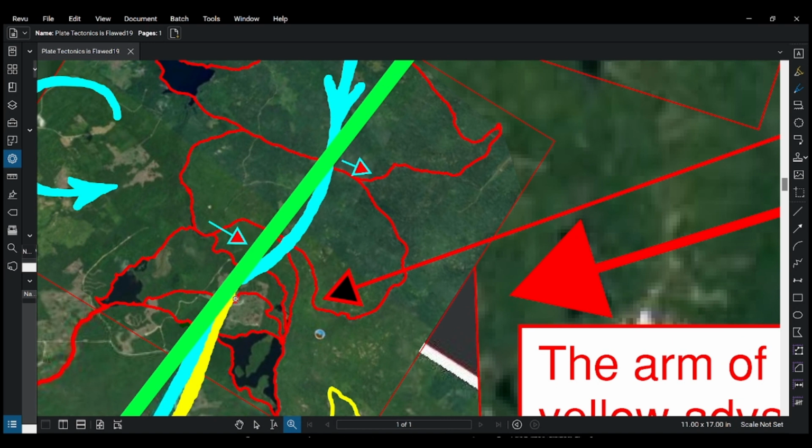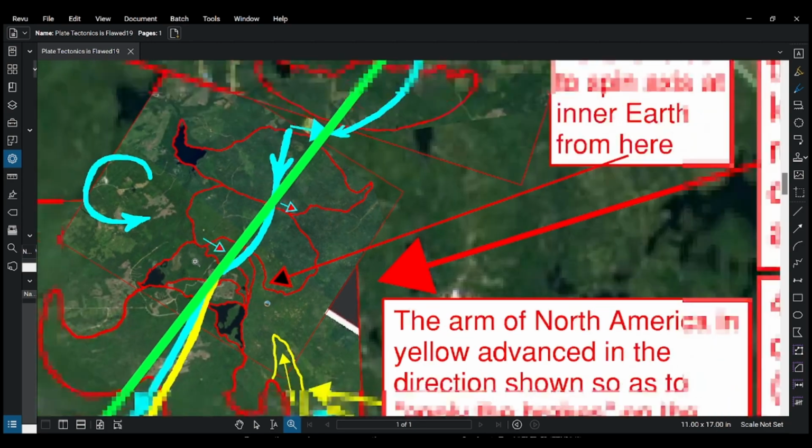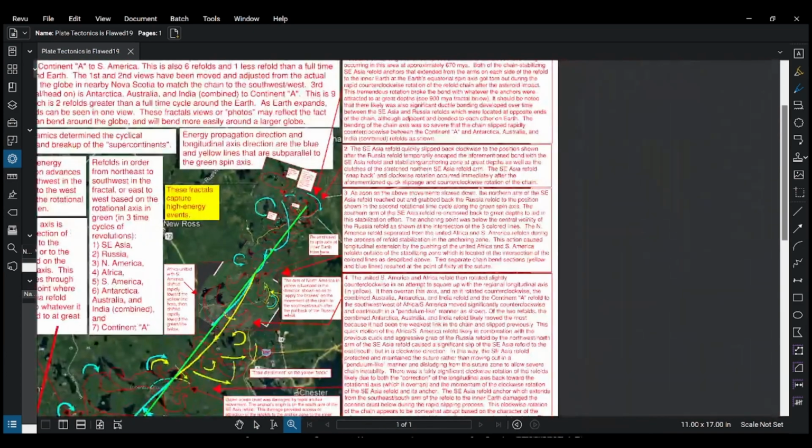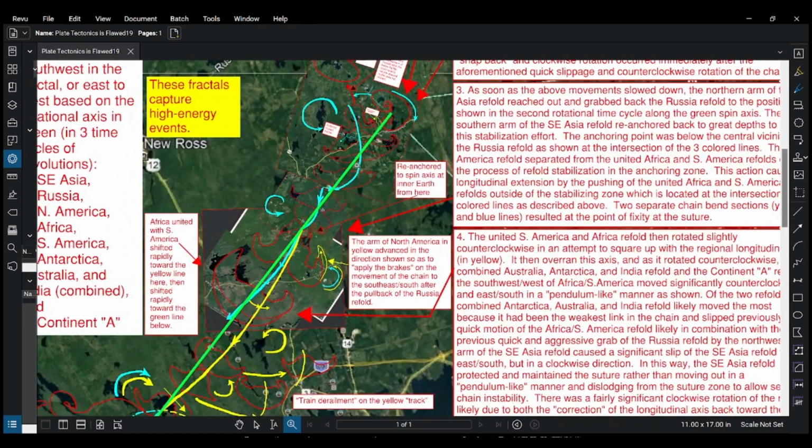It's still there today, and the same anchor is still there today right there on the equatorial spin axis. So the stabilizer system brought back the Russia refold there. It's still stuck to the North America refold here. And there's a cycle here, this longitudinal along the axis.